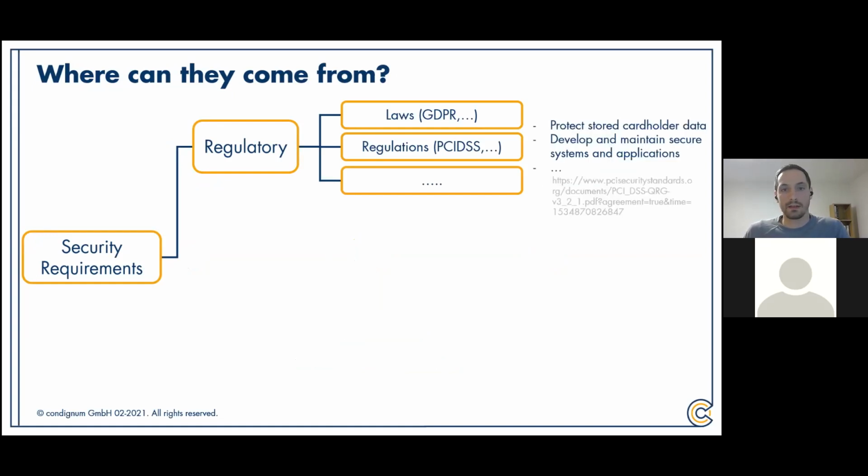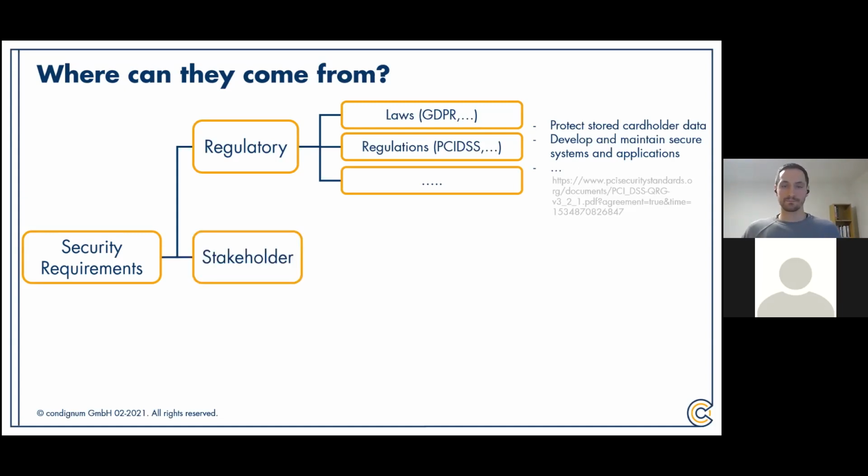And here's an example of 2 security requirements directly from the PCI DSS, which is a regulation for the credit card payment industry. And those requirements, for example, say protect shared cardholder data or develop and maintain secure systems and applications. So you see, those requirements are really pretty high level and very generic, right? So it's hard to deal with them.